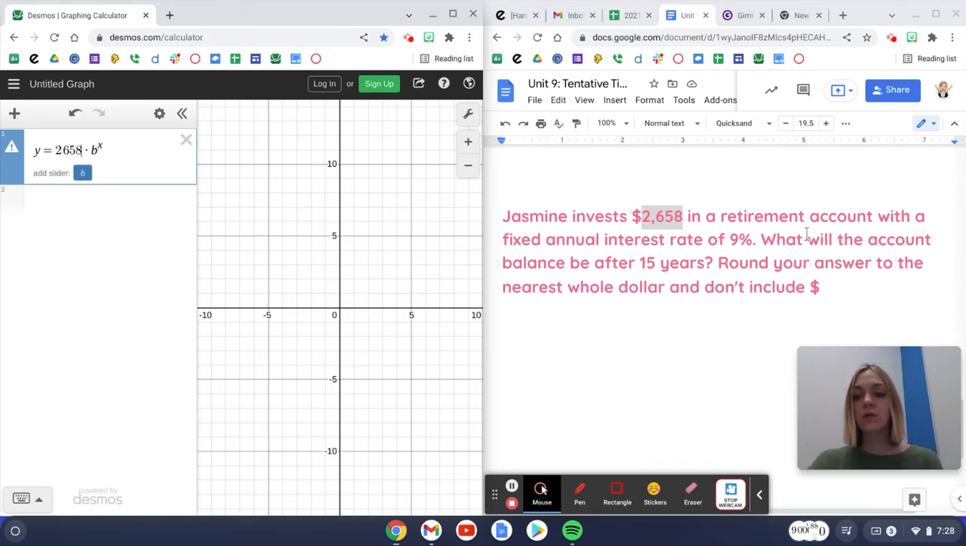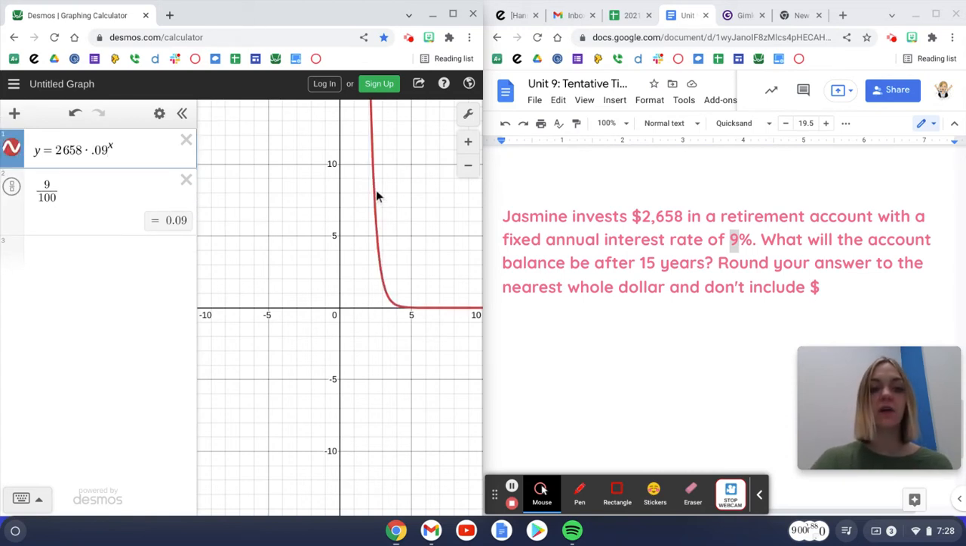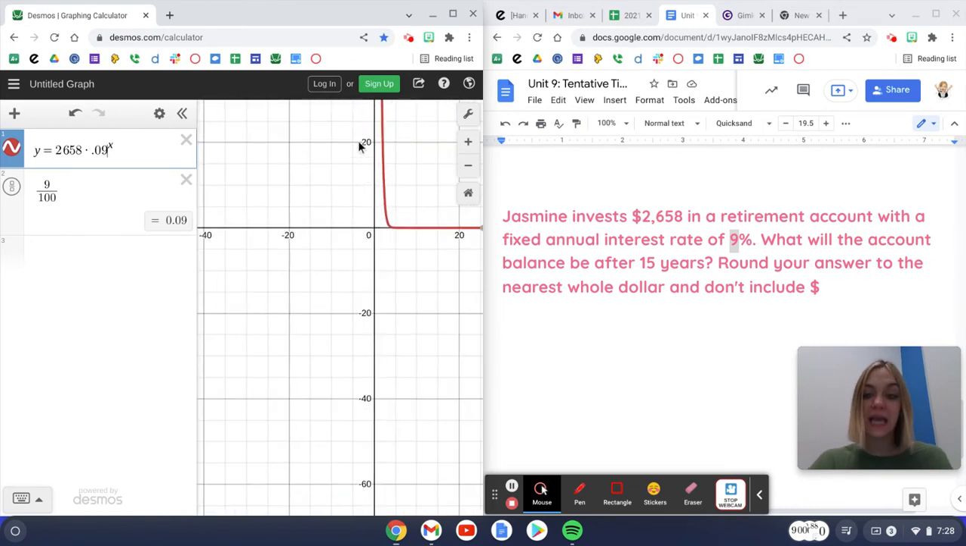Now, the growth rate is 9%. So 9 divided by 100 gives me the decimal that I'm going to use. But if I put this 0.09 into my function here, I get a function that's decaying. So it's not growing by 9%. This function is getting smaller.